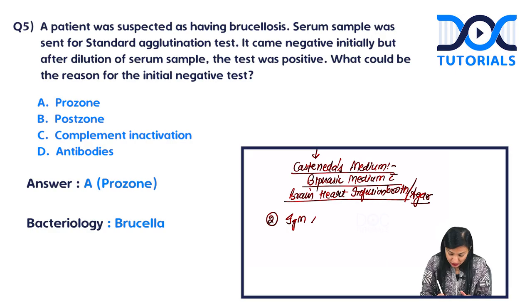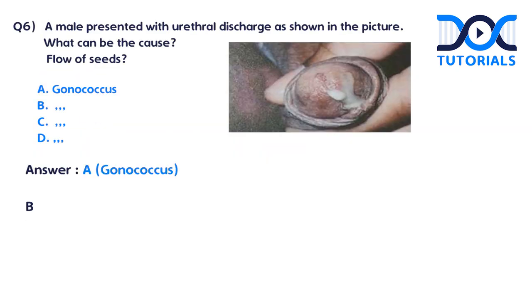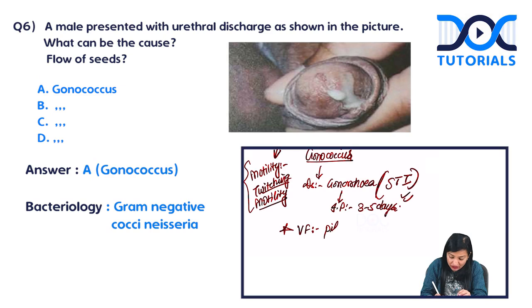So IgM antibody detection can be done by a test, the standard agglutination test, which I already mentioned before, is pili for Gonococcus.